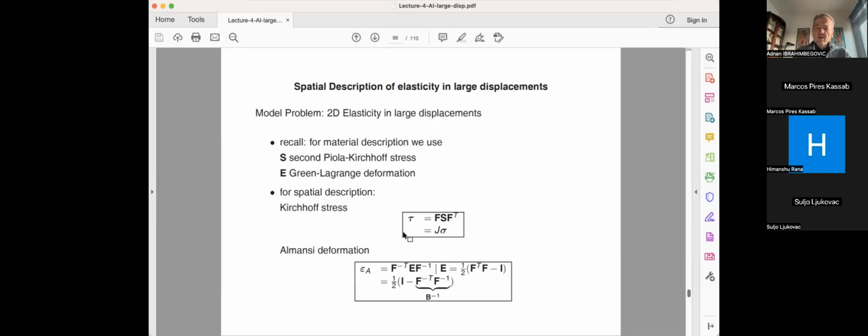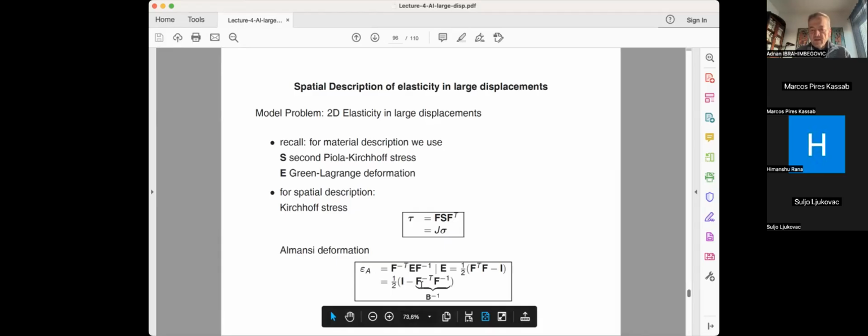So when I take the Kirchhoff stress, given that the second Piola-Kirchhoff stress is conjugate to the Green-Lagrange strain, just as I transform the second Piola-Kirchhoff stress to get the Kirchhoff stress, I now do the inverse transformation of the Green-Lagrange strain to get the corresponding strain. It turns out this strain can be written as 1/2 times identity minus F minus transpose F minus 1. F minus transpose times F minus 1 is B inverse, the inverse of the left Cauchy-Green deformation tensor. This type of strain is often called the Almansi strain, which is conjugate to this type of stress.